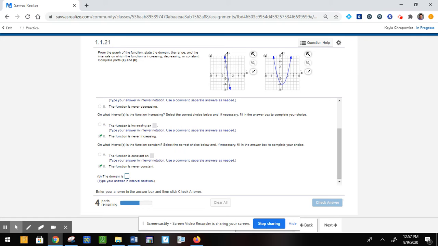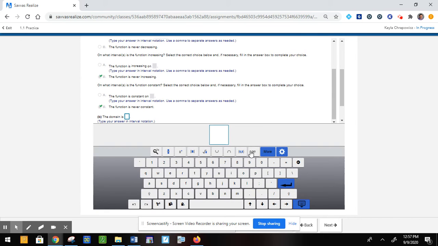All right, for part B, domain. It's going up forever in both directions, but while it's going up on this side, it's also going to the left. While it's going up on this side, it's also going to the right. So its domain is all real numbers.